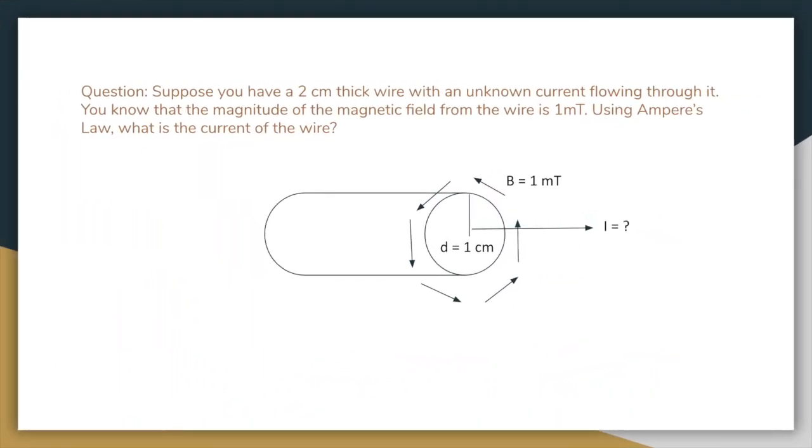Let's start with a question. Suppose you have a 2 centimeter thick wire with an unknown current flowing through it. You know that the magnitude of the magnetic field from the wire is 1 millitesla. Using Ampere's law, what is the current of the wire?